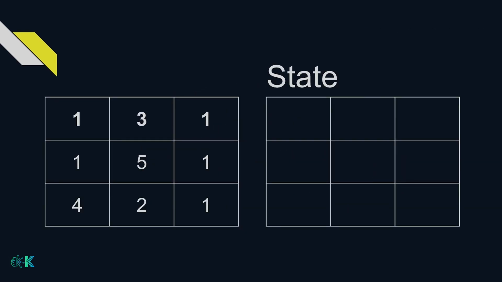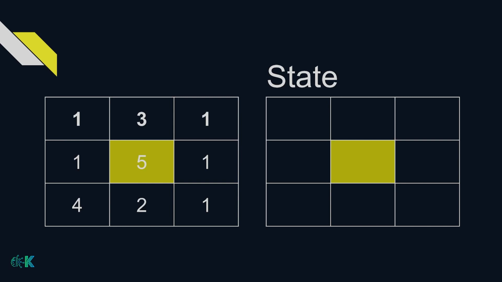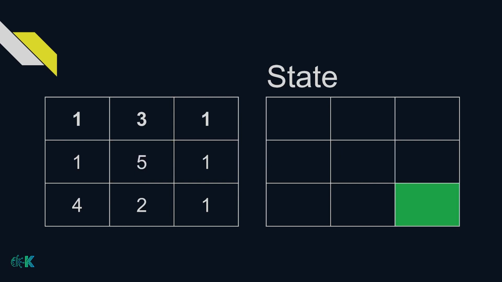So the first step is defining the state. We will create a 2D array of the same size as the input to store the states. Each cell will contain the minimum cost to reach this cell. Our final solution will be in the bottom right cell.